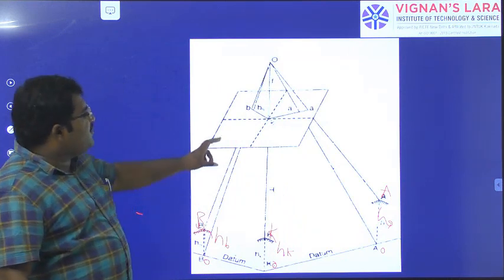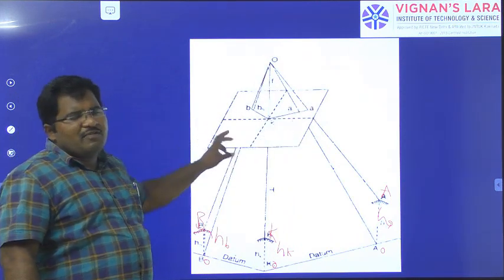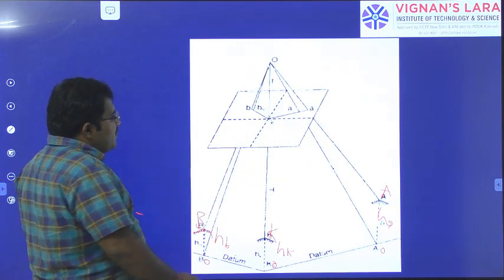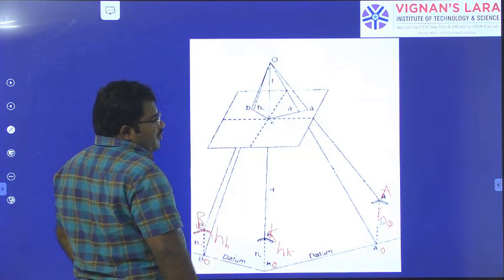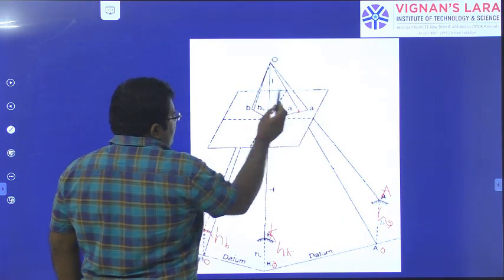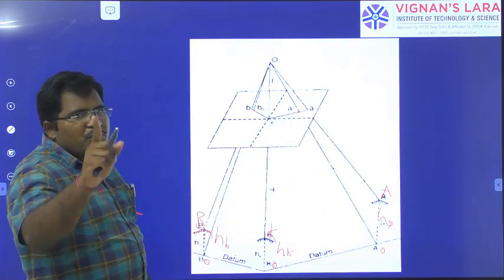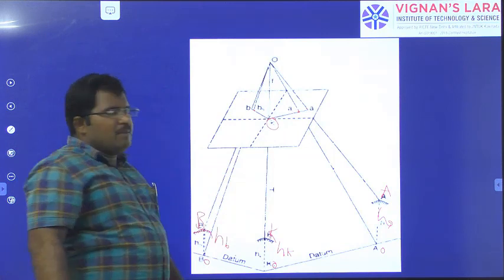So these positions, if you are capturing the photo from O and seeing it on the photographic plane, you can observe here that B will be at one location, B naught will be at one location, A will be at one location, A naught will be at one location. But you won't see any change in the point K since it is on the same line, right?